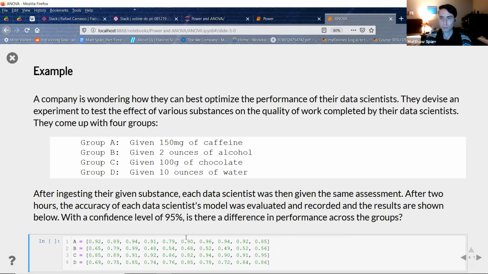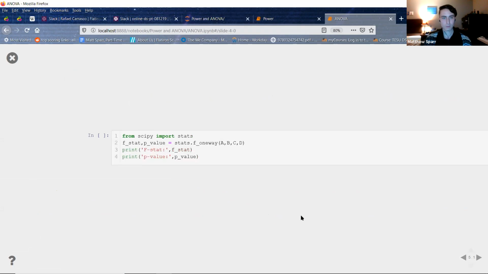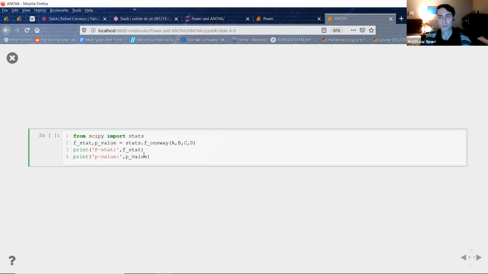So here's the data for it. I just put it into lists for each of the groups, and they're just going to be labeled A, B, C, and D. All right, so there's a really easy way to do this. I'll show you the easy way first, and then we'll dig a little deeper.